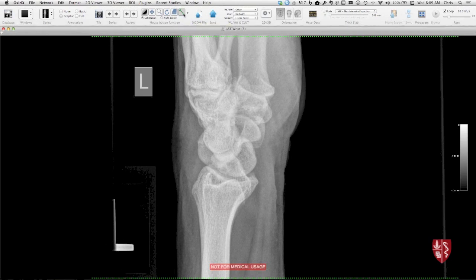So if we were to try to draw those angles, I'd take the lunate here and I would draw a line that bisects it like that. And then I would try to go either along the palmar aspect of the scaphoid, or I would try to bisect the whole thing. But I just go along this palmar aspect, right there. So that angle's over 90 degrees, right? So that's markedly increased.